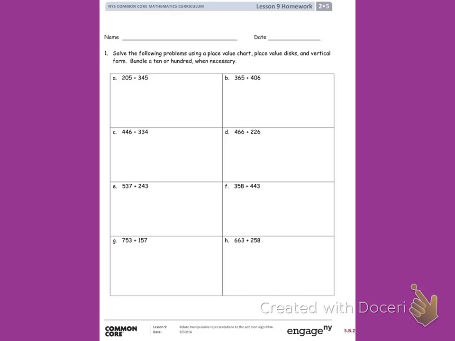I'll underline the important details. Solve using a place value chart, place value disks, and vertical form. Bundle 10 or 100 when necessary.